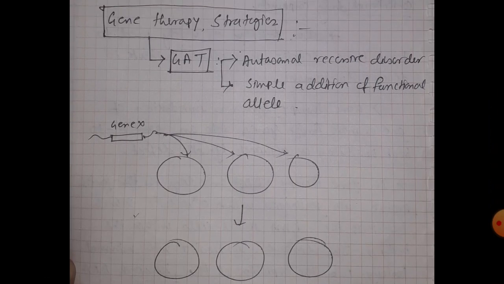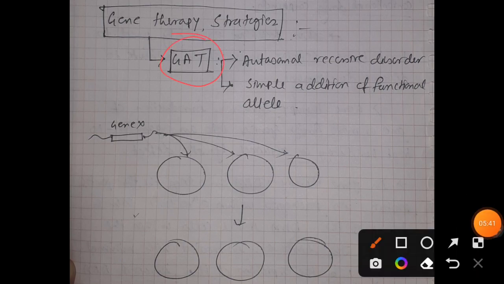Now gene therapy strategy means what type of strategy we are using to cure the disease. Okay, first of all, the strategy is gene augmentation therapy. Okay, this type of strategy is useful for treating autosomal recessive disorders. Okay, so here the idea is we are inserting a particular gene's allele inside the diseased cell. Now autosomal recessive means, let's say, small a is the genotype of a particular type of gene.